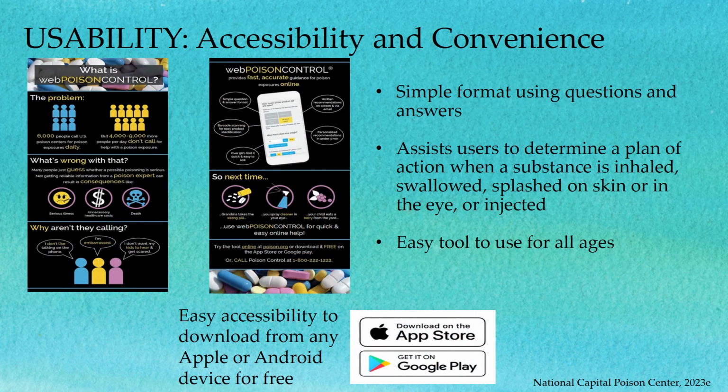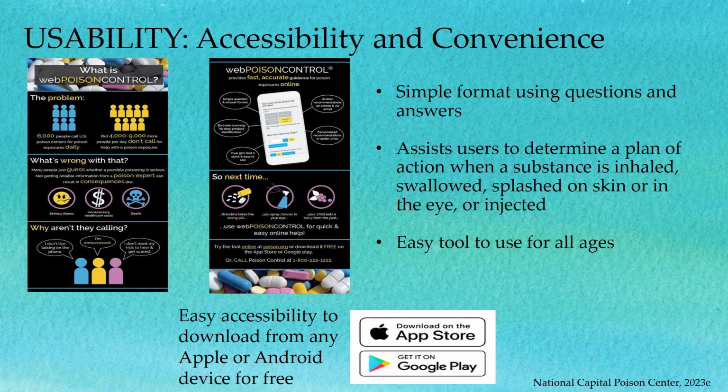Web Poison Control app is free to download on Apple and Android smart devices in the App Store or on Google Play. The app uses simple question and answer format, which allows the user to easily navigate and obtain the desired information. There are many routes of poison exposure caused by substances, and Web Poison Control takes a customized approach and determines if the suspected poisoning is serious or not.